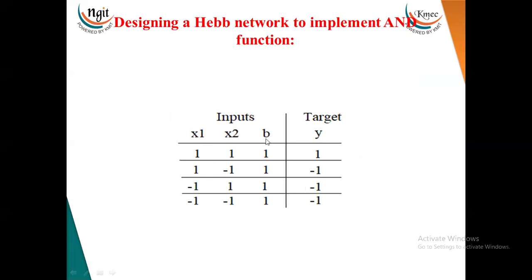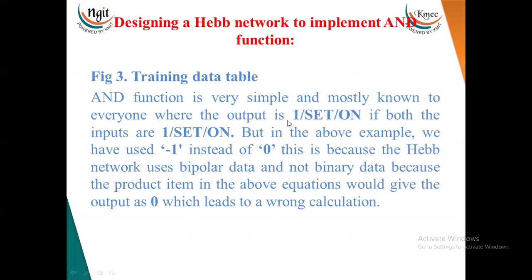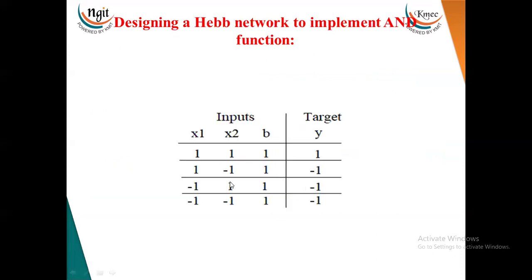So we have X1, X2 and bias, and Y is the target. Then the training data: if both the inputs are on, it is very simple. But we have -1 instead of 0, because the Hebb network uses bipolar data, so we cannot use 0. So 1 is on and -1 is off.